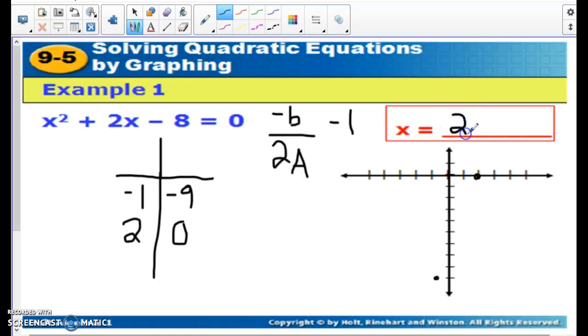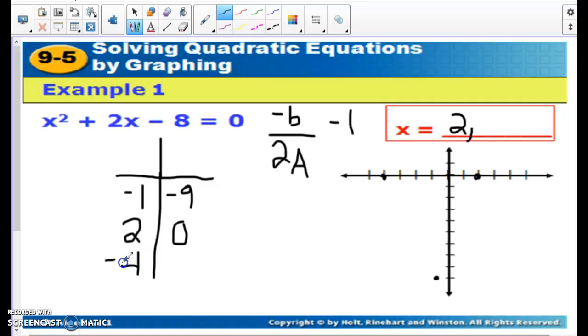The good thing about this is once you figure out one answer, you pretty much can figure out the next answer, because the one answer that you found is always going to be equidistant away from the other answer. So I know that -1 to 2 is 3 spaces away. So the other time it's going to cross the x-axis is also going to be 3 spaces away, except in the other direction. So it's 1, 2, 3 spaces that way from -1. So still important we find that vertex. So I know the other answer is going to be -4.